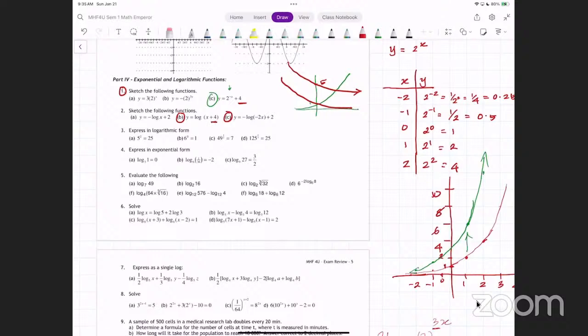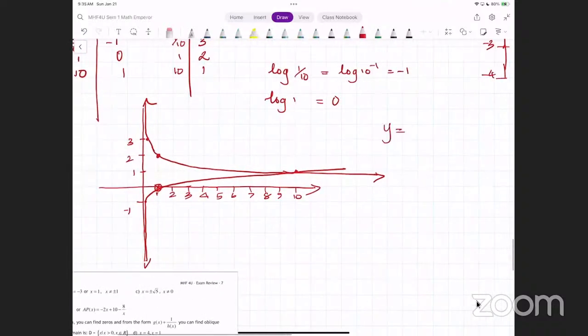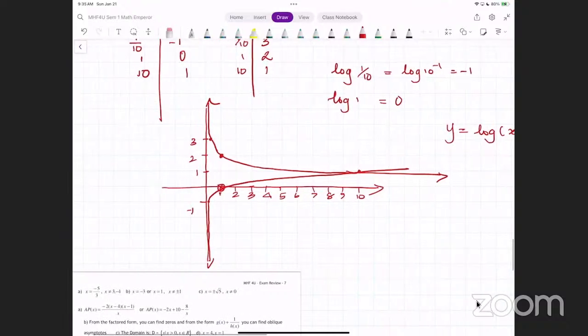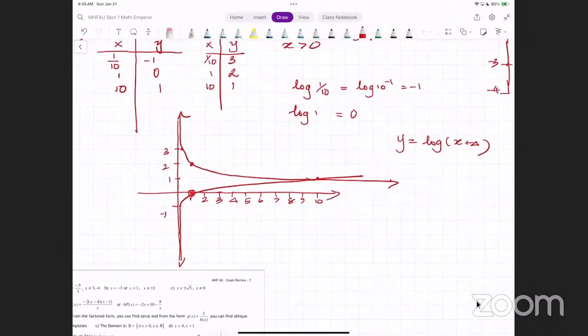This is a horizontal translation to the left by 4 units. So when you want to do y equals log of x plus 4, it's pretty easy. All I need to do is move all these points that I generated by 4 units. So this is going to go 1, 2, 3, 4 units and come over here. And the point I chose is going to move 4 units. What is the point I got? -1. -1 minus 4 is -5, isn't it?